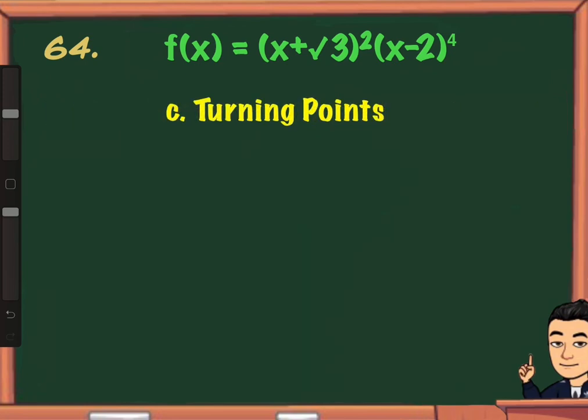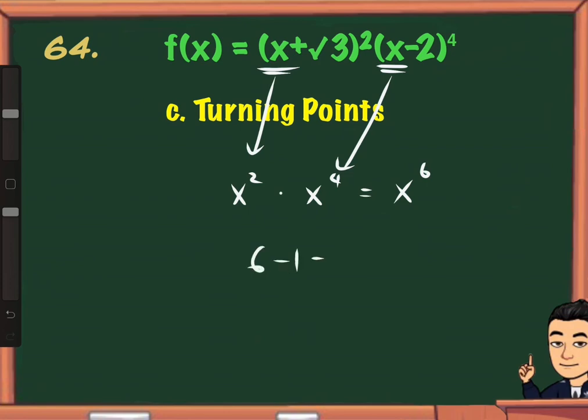So turning points: this is going to potentially give you x squared, and this is going to give you x to the 4th power. So in total, you're going to get x to the 6th power. So your turning points is going to be 1 less than 6. It's going to be 5.